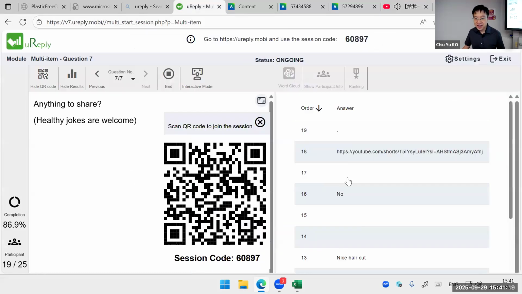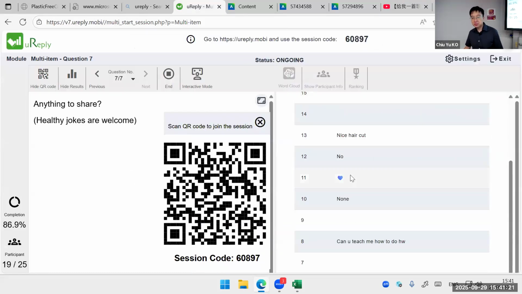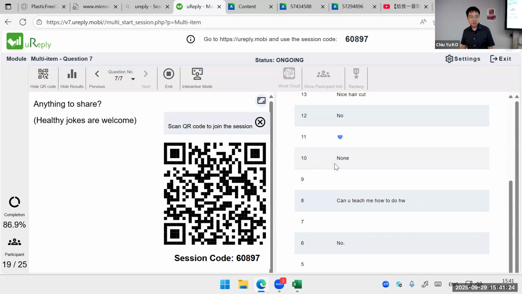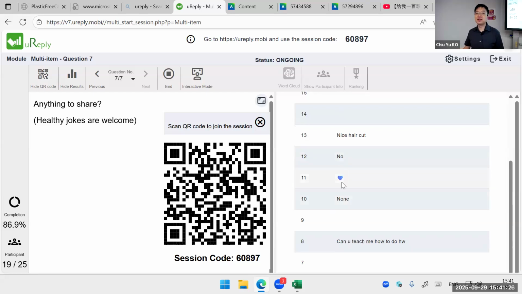Okay, we have. I don't. Maybe that's fun. Nice haircut. Oh yeah. Thanks. It's a blue heart. What does the blue heart mean? Is it going to be sad? Not sure. Is it blue and red different meaning or same meaning? I don't get it.